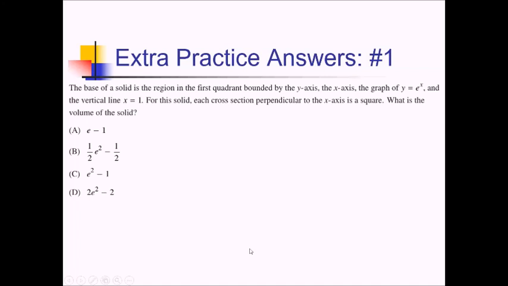Bringing you these AB Calculus 614 Extra Practice Number 5 solutions on volumes with known cross-sections. For this problem, we have the base of a solid being the region in the first quadrant, bounded by the y-axis, the x-axis, the graph of y equals e to the x, and the vertical line x equals 1. For this solid, we want each cross-section perpendicular to the x-axis to be a square, so what is the volume? We're going to need to find the area of the cross-section, and then find the limits of integration.